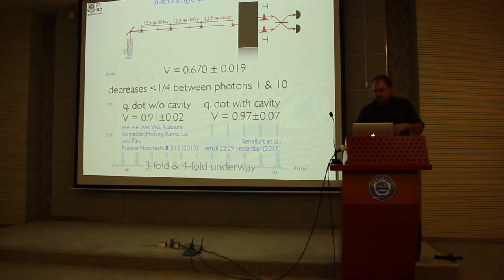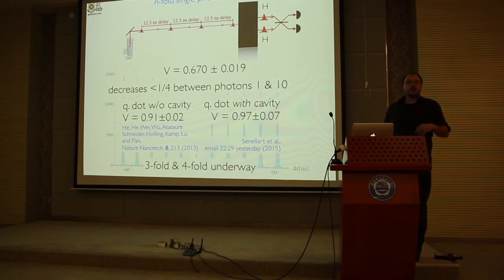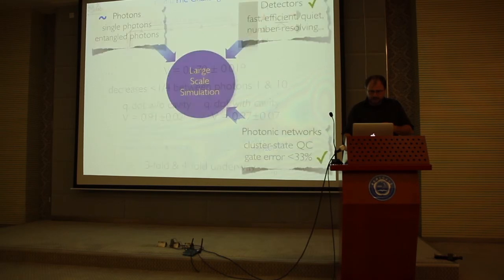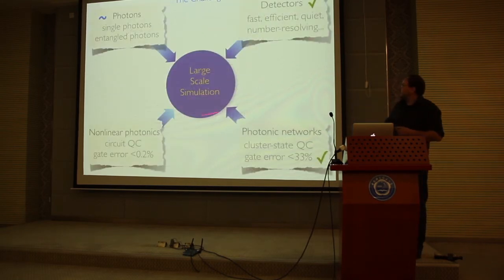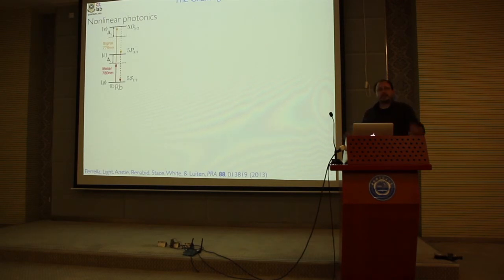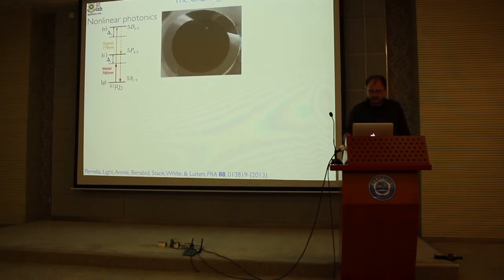So in our lab, of course, we're trying to go to 3- and 4-fold, and we're very hopeful that within certainly less than a year, we'll have done that with a very high indistinguishability source. Okay. The final part of the puzzle, if you wanted to do large-scale simulations, is it would be great to have strong photon-photon nonlinearities. One way people have done that is they make very narrow-band photons and use, for example, rubidium to get a strong nonlinearity at single photon level.